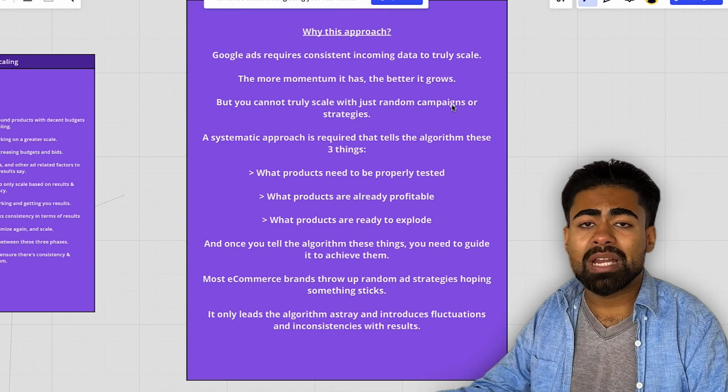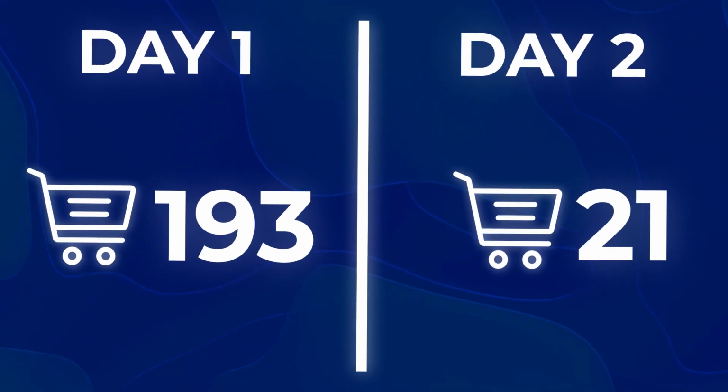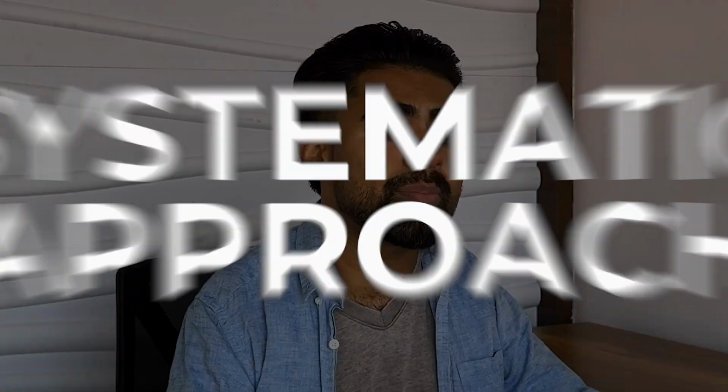That's one of the main reasons why one day you do a lot in terms of sales and revenue, and then the very next day you're barely scraping by. The more momentum Google has, the better it grows. But a true Google Ads scale comes from a systematic approach.